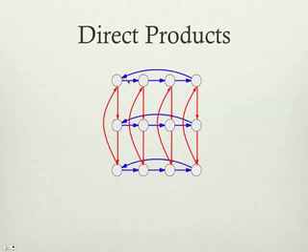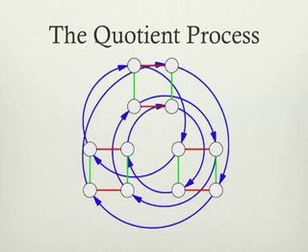You can see that one axis is formed by the one group and the other axis is formed by the other group. So we have the one group times the other group. So direct product is easy to visualize. What about a quotient? Here is a group.